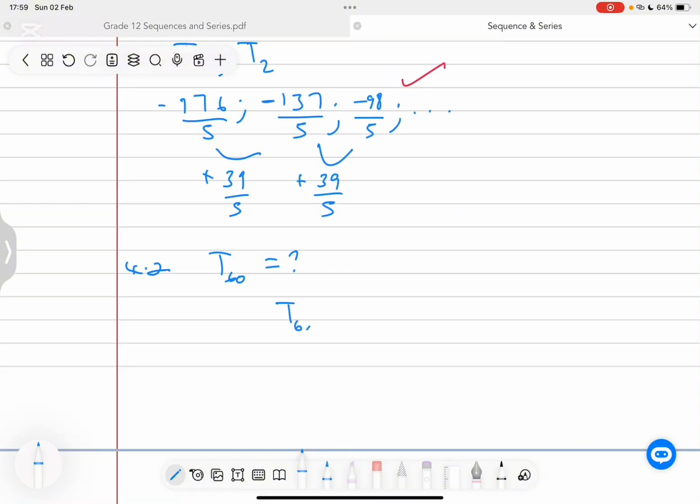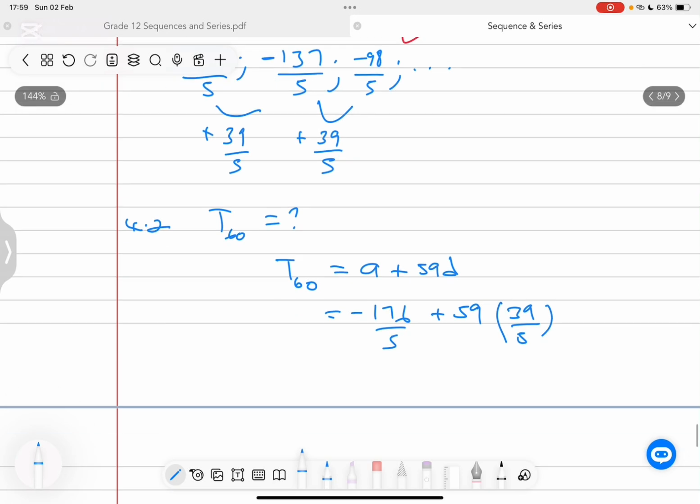So what I'm going to say is that in an arithmetic sequence, the 60th term will be given by A plus 1 less the number of terms. So we're going to say 60 minus 1, which is 59d. Remember this relationship always. Now at this stage, I'm just going to substitute my numbers to say here I have negative 176 over 5 plus here is 59. We multiply this by the common difference of 39 over 5.